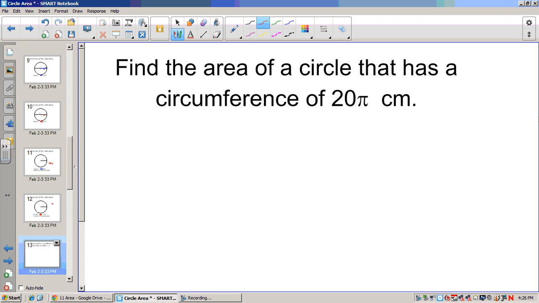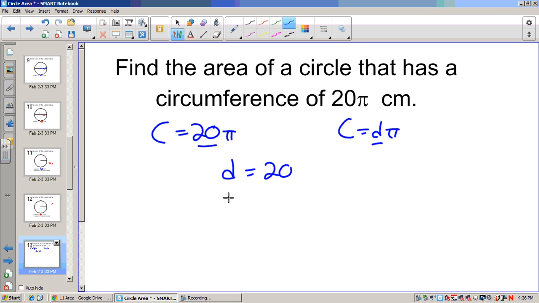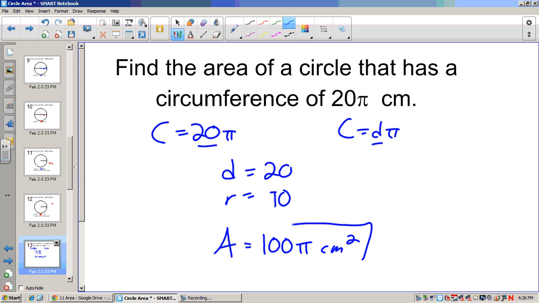Now here we get a little bit trickier. It says find the area of a circle that has a circumference of 20 pi. So if the circumference is 20 pi, we know circumference is equal to diameter times pi, so that means 20 has to be the diameter. So if the 20 is the diameter, then our radius will be half of that, which is 10. So our area is going to be 10 squared, which is 100, times pi. Remember that's centimeters squared.